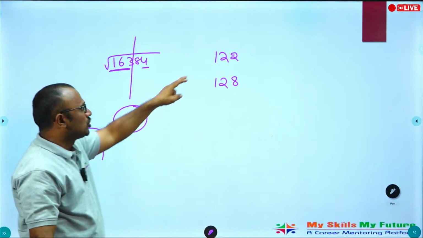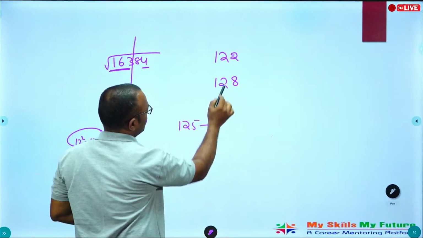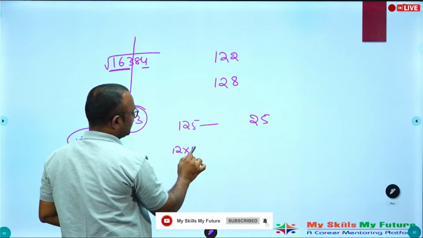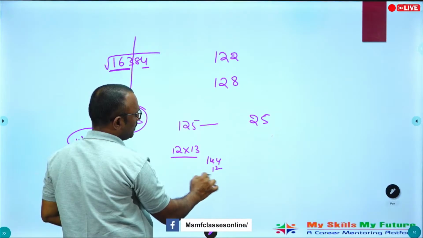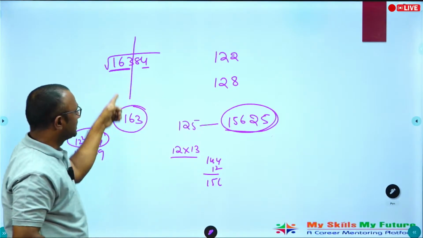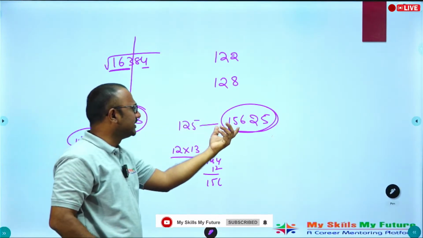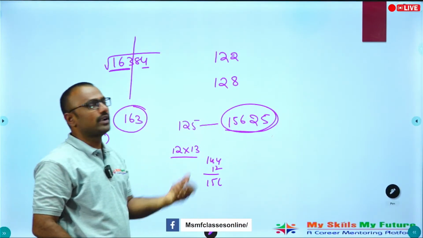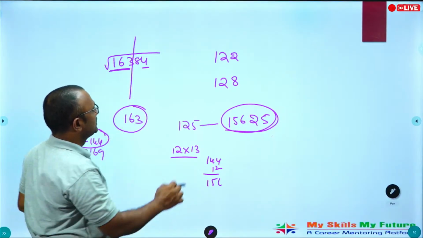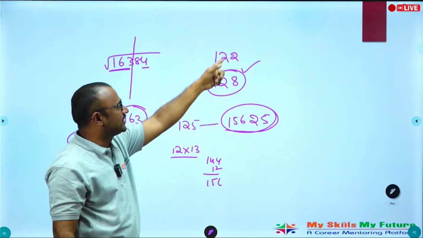Which option is correct? Just find 125 square. Because 5 square is 25, and 12 into 13 is 144 plus 12, which is 156. This number 163 is more than 156. Sorry, the number is 15625, which is 125 square. If the given number is more than this number, simply select 128. If the number is less than this number, you go with 122.